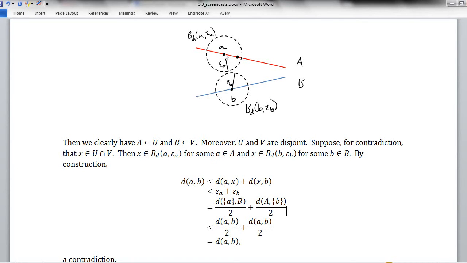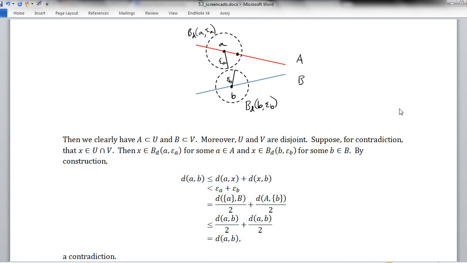So what we end up doing is measuring the distance from a to b by going from a to x, and then from x to b. And you just can't get that far. You can't get all the way from a to b by doing that, basically because x couldn't be in two of these epsilon balls at the same time. You can have all these epsilon balls covering up A to give you the set U, all these epsilon balls covering up B to give you the set V, and those two open sets aren't going to overlap at all. So that's how it works.